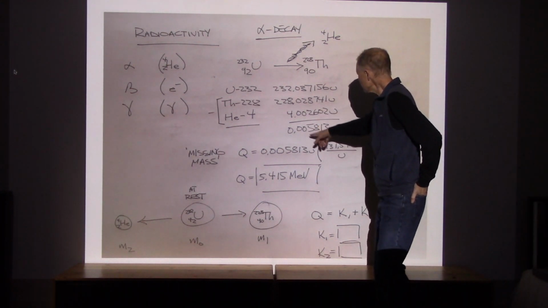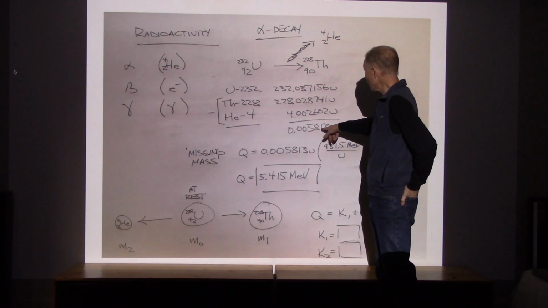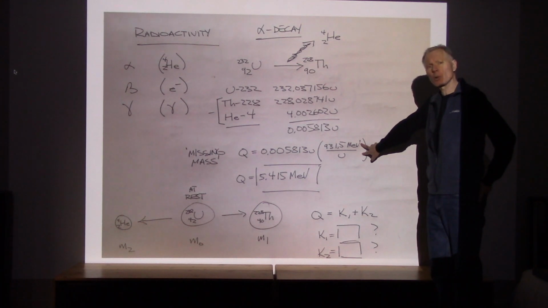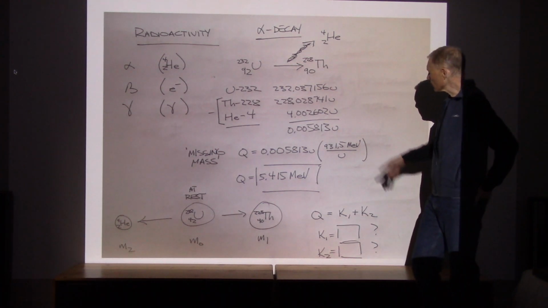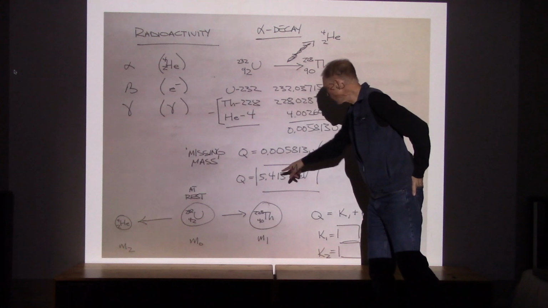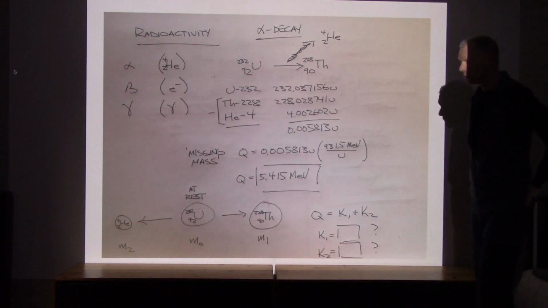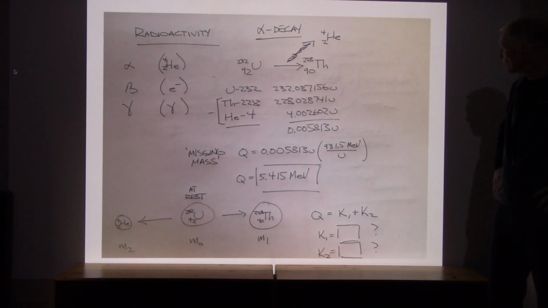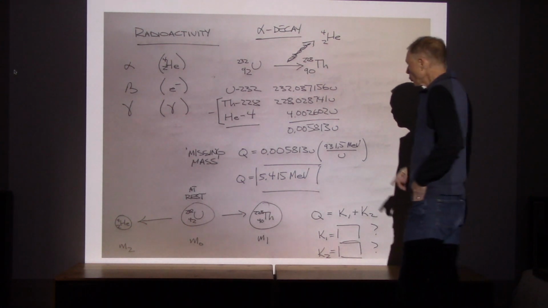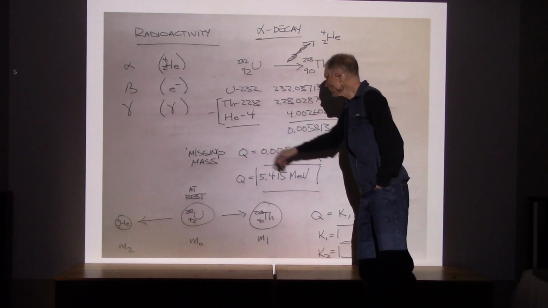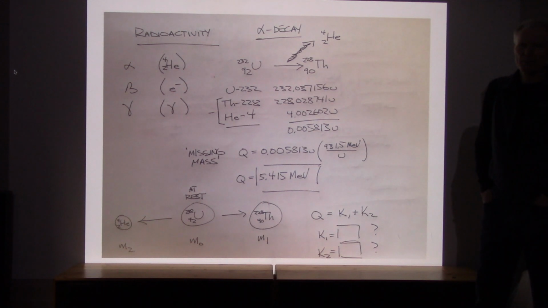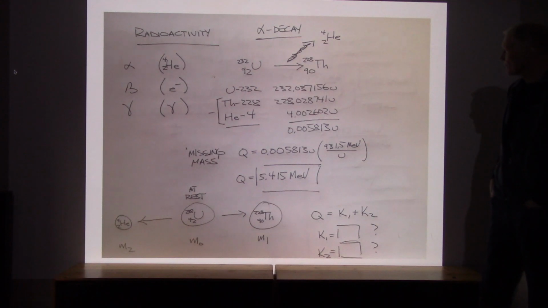Now, I can take the amount of missing mass, 0.005813 atomic mass units, and find out what its energy equivalence would be. The equivalent amount of energy would be 5.415 MeV. So that's how much energy is released in this process. We refer to this as Q for these reactions. It's kind of like in thermodynamics when we said Q was heat, so you can think of it in the same way.